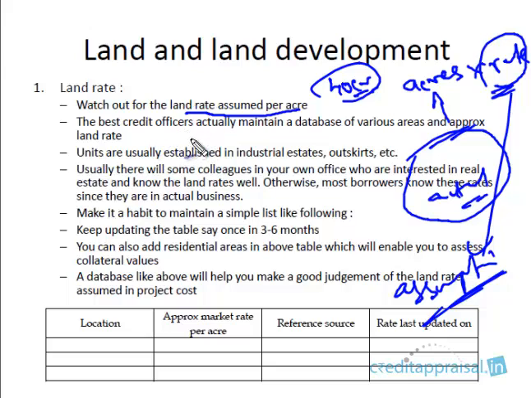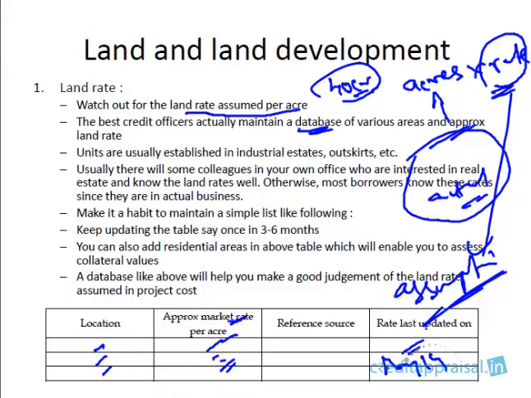If you see the best credit officers, they maintain a database. They'll have a small Excel sheet in which they will write the various locations and the approximate market rate per acre. Of course, the date on which this is entered is also important, maybe in May 2014 this is the rate. So it's very important you do that, so that you'll have a very good idea of the land rates in various locations.